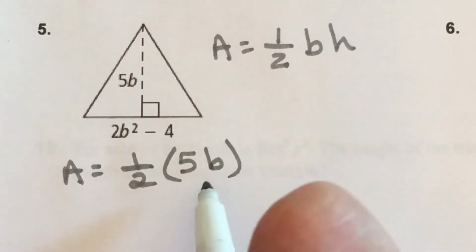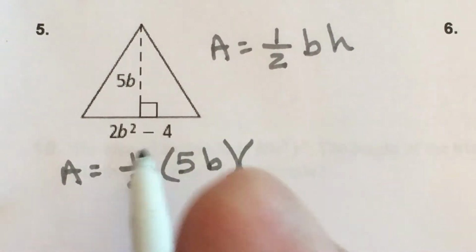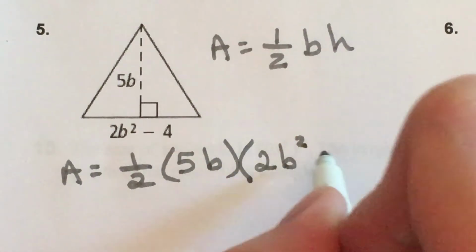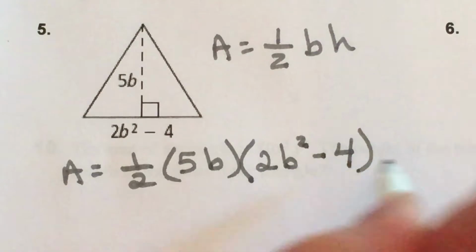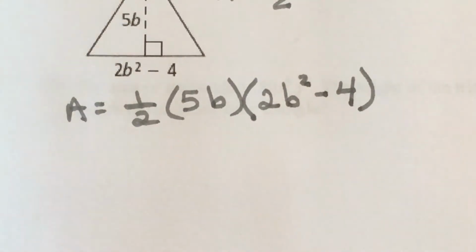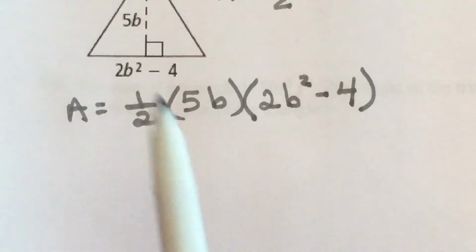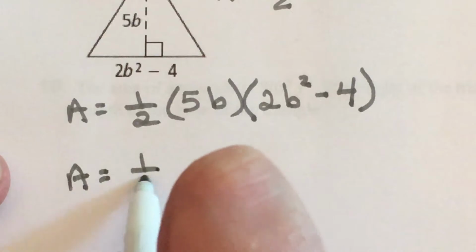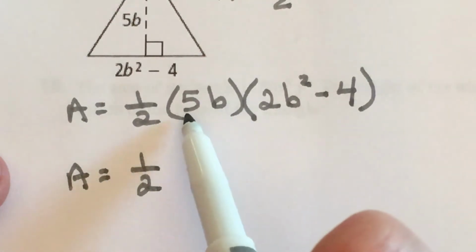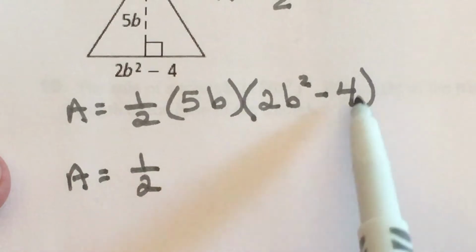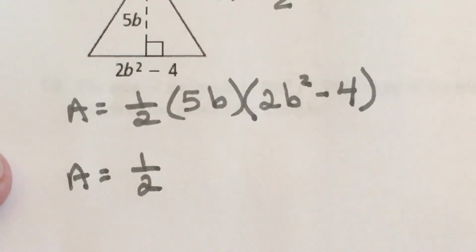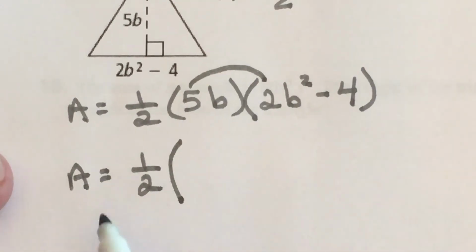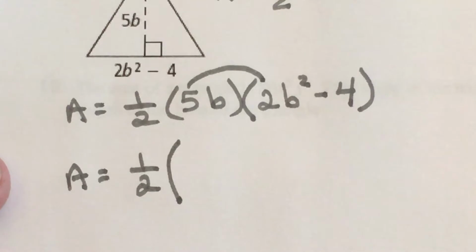So here is my 5b. Make sure your handwriting knows that's a b, not a 6. And then here is my base of 2b squared minus 4. All right. So let's just let this 1/2 hang out for a minute, and we'll deal with him later. For right now, let's distribute the 5b through this parentheses quantity. Use your parentheses to tell us that we have to still deal with this 1/2 later.